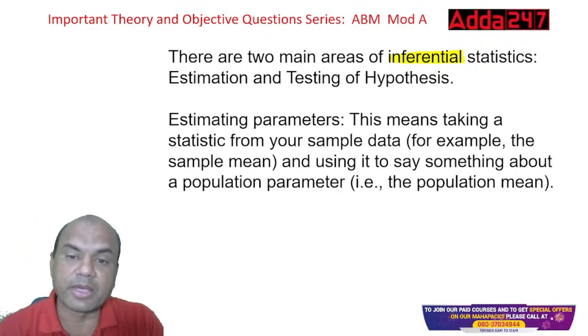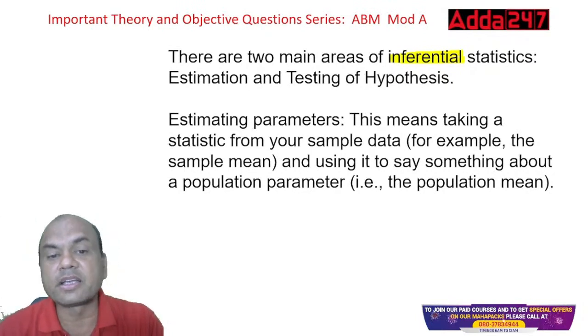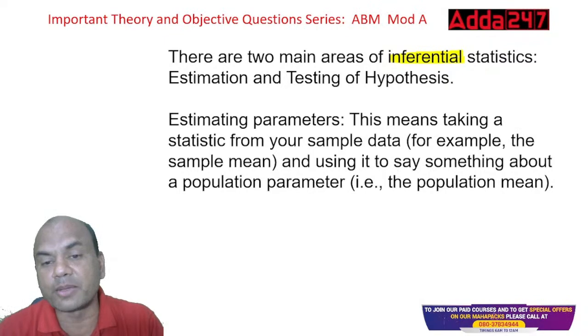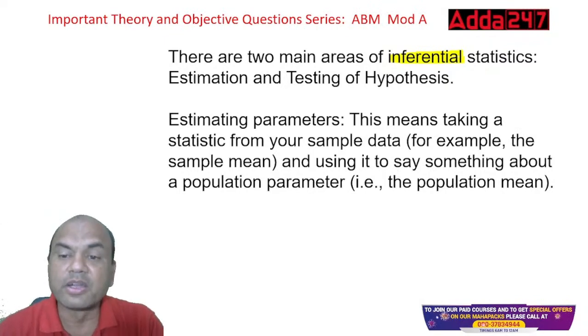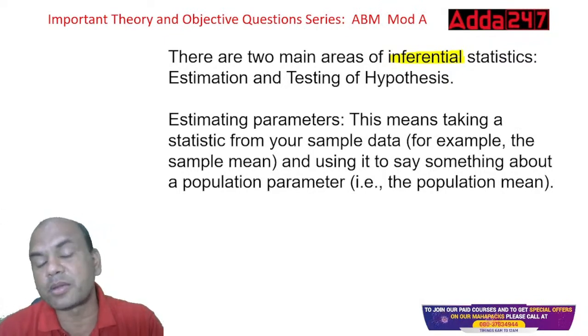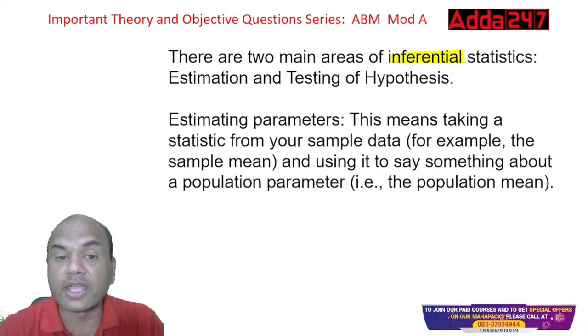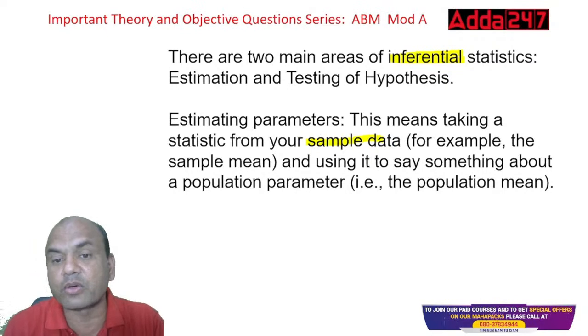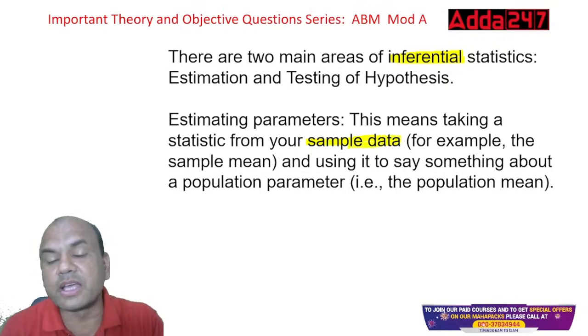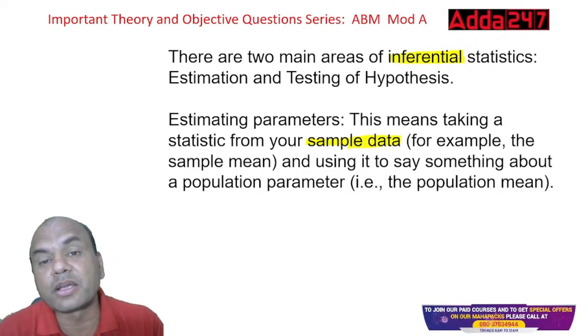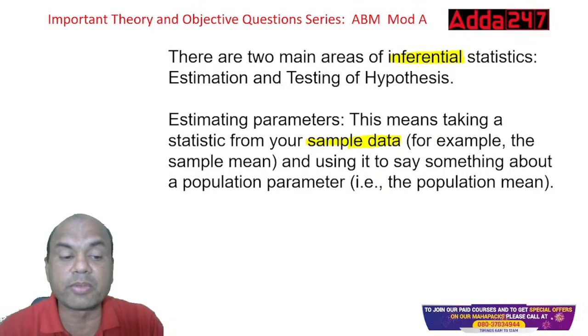So estimating parameters means taking a statistic from your sample data and using it to say something about the population parameter. Now look at this. Taking the statistic from your sample data means using something which I have collected already, and estimating something about the population. Now what do you mean by this concept? Okay, let me explain.